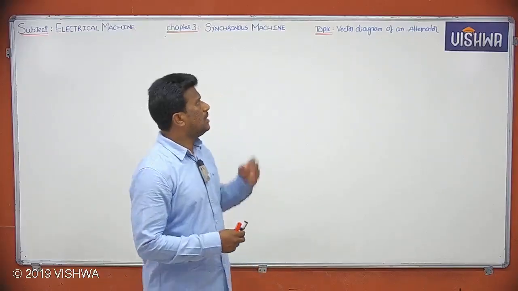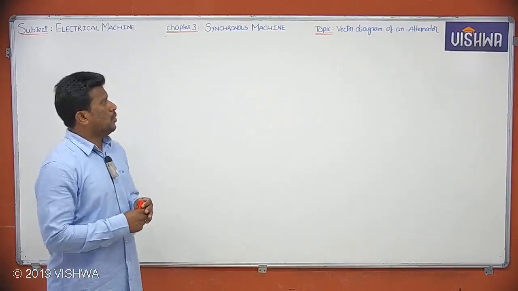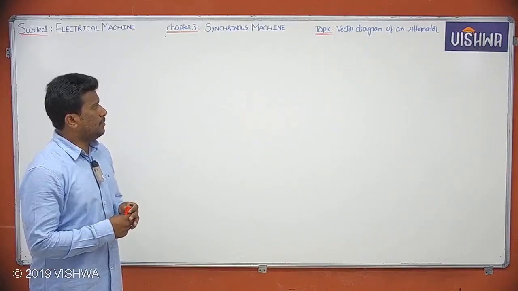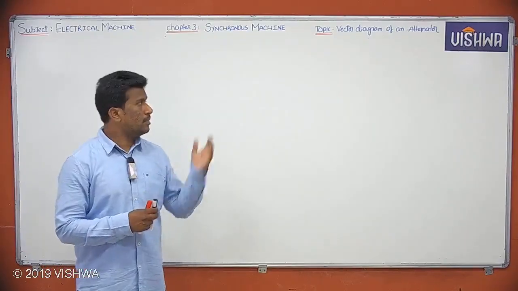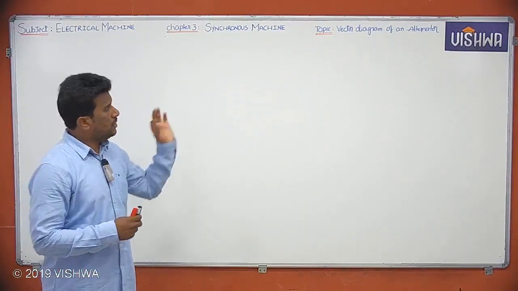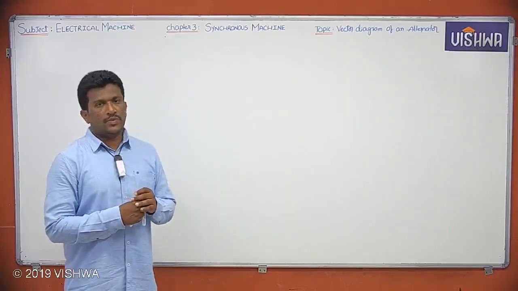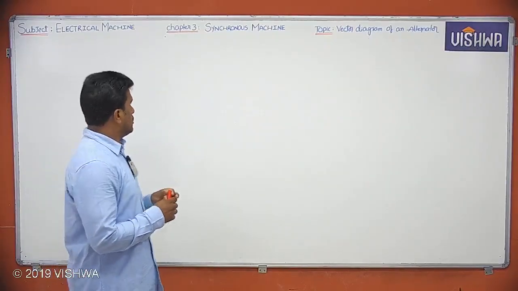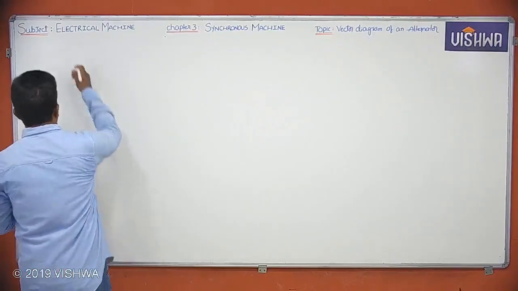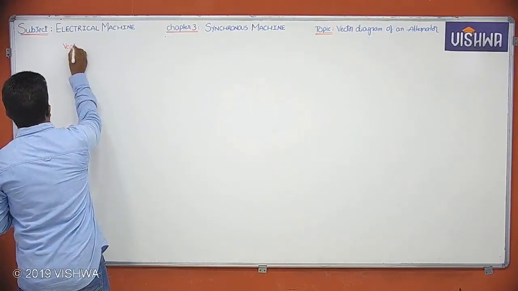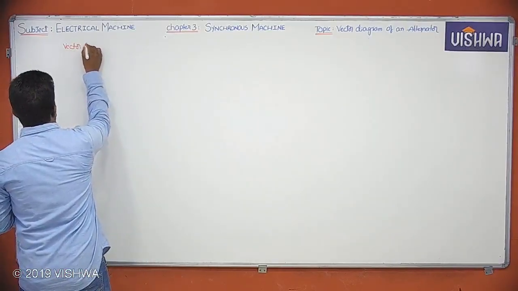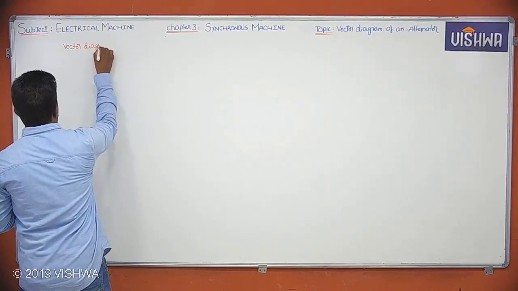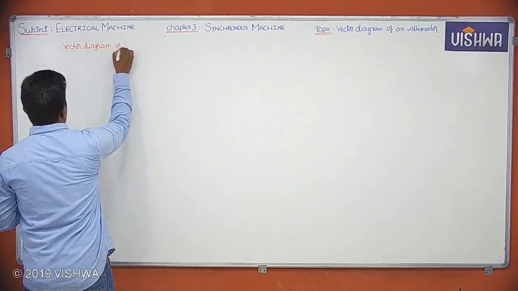In this session, we will discuss the vector diagram of an alternator and formulae from that vector diagram. Very important topic from the GATE examination point of view. Okay, so let us see the vector diagram of an alternator.